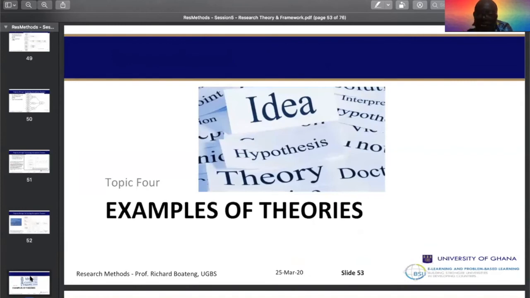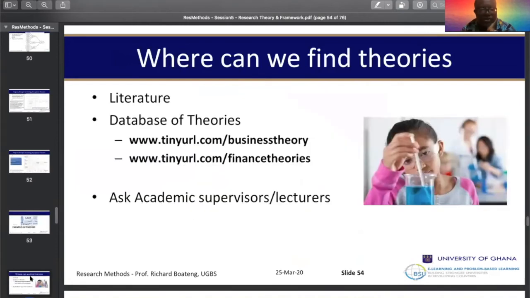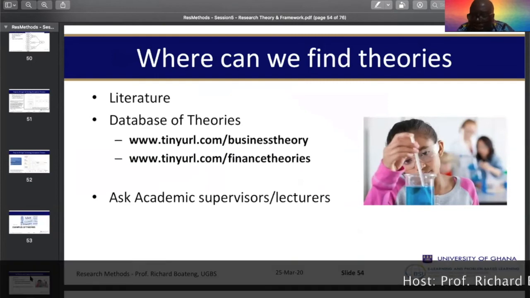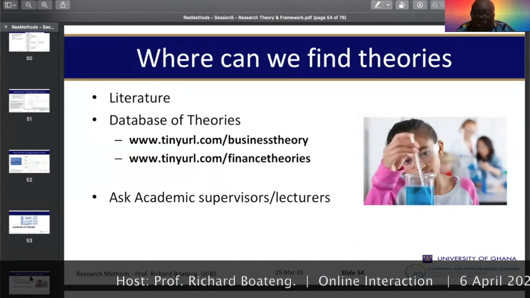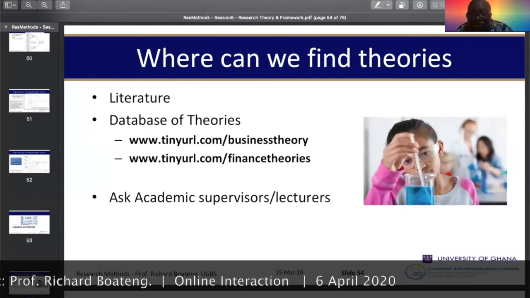Okay, now we are going to the examples of theories. I'll round up my session by talking about the level of theorization, by the examples of theories. So there are different examples of theories. To get the different types of theories, you can look at your academic supervisors, you can talk to them, or you can check the many categories or databases of theories online. You can type finance theories, or business theories, or whatever course you are doing. I tell students that the easiest way to find the theory is to type the phenomenon and theory, like consumer behavior theory, and put it in Google Scholar. You can find different people who have come up with theories or concepts related to that particular phenomenon of study.